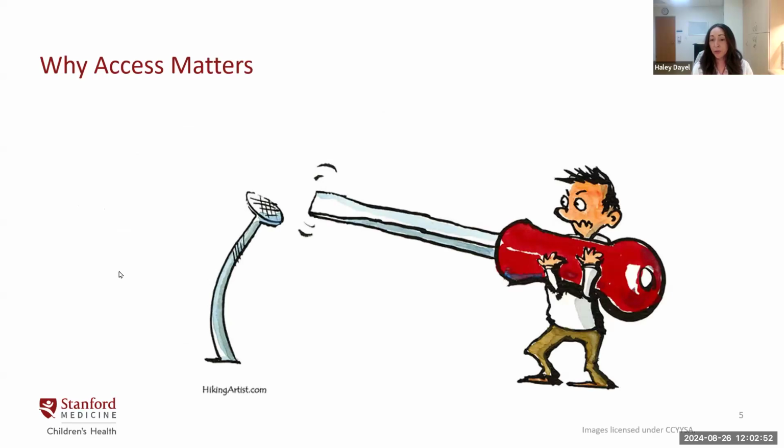Especially for AAC users who have more complex motor or vision needs, they can be particularly vulnerable to the effects of a poor fit between the technology and their needs. So we really need to become familiar with the different access options that are available, as well as tailoring the AAC system to make it as user-friendly as possible.